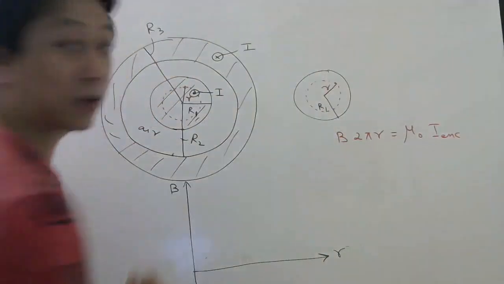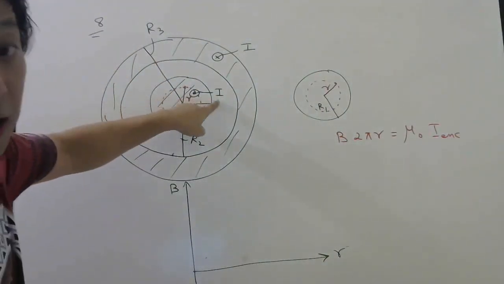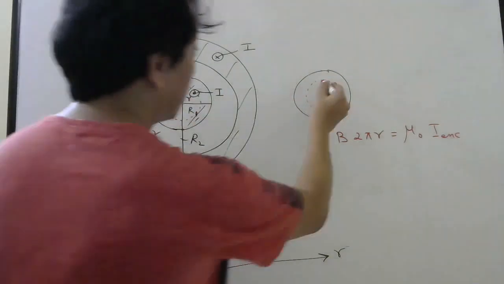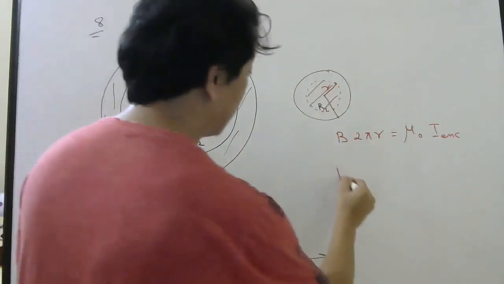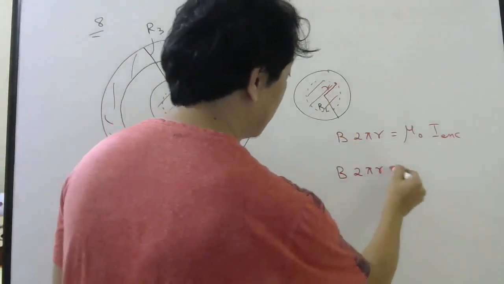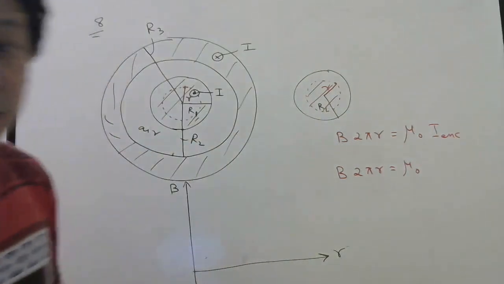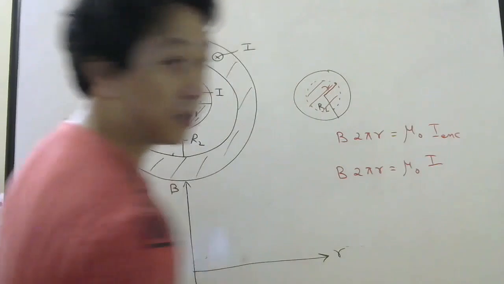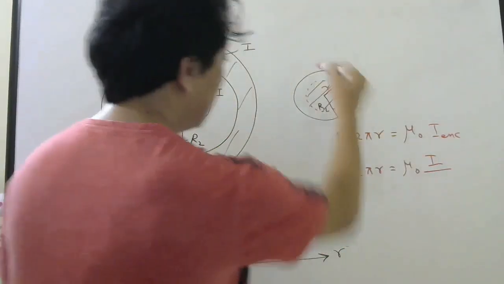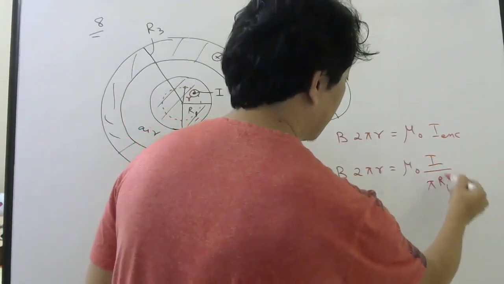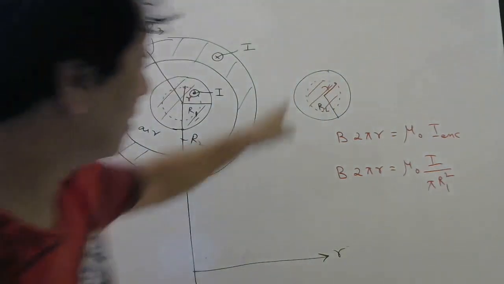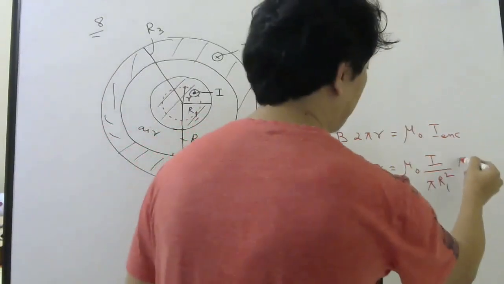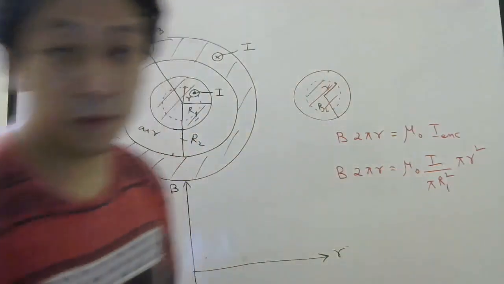by this loop. Now, can I say the total current I in this conductor is the total current inside? No, I want only this much current. So B into 2 pi r equals mu naught times the current inside, which will be only this much. The total current is capital I, and the total area is pi r1 square. So this is the current density in this conductor, multiplied by the area of the inner part, pi r square. That will be the current inside.